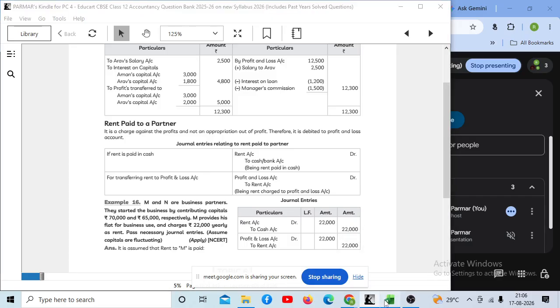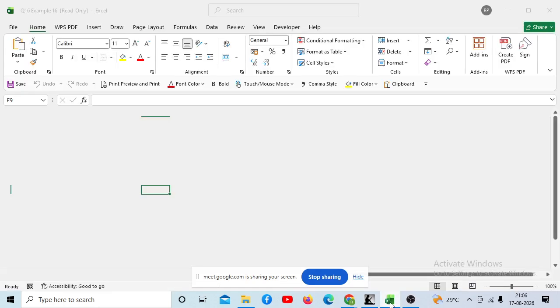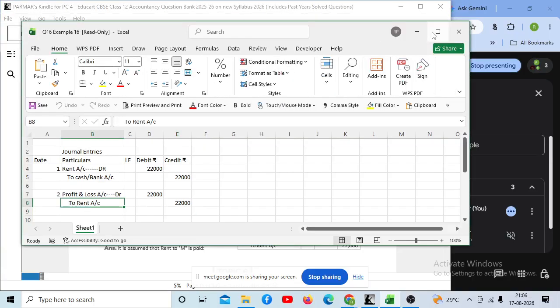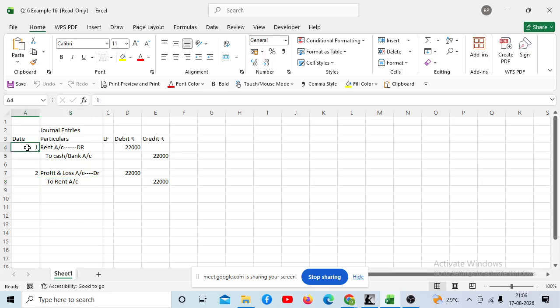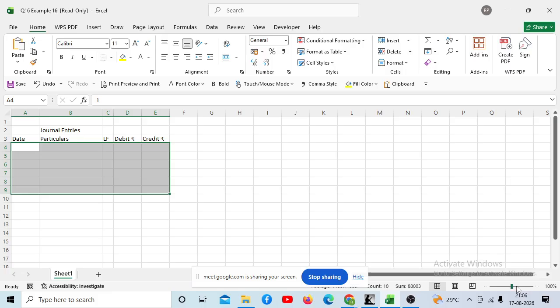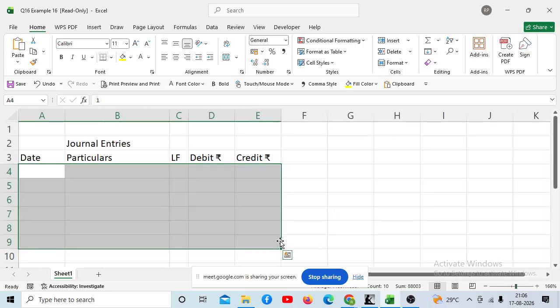Okay. So we will pass the journal entry for this. Just draw the columns for the journal, that is date, particulars, LF, debit rupees and credit rupees. And after that, just draw the golden box also. Once you are ready, tell me it is done.